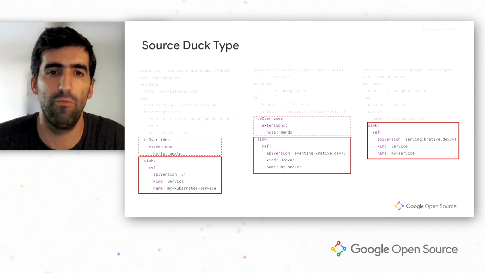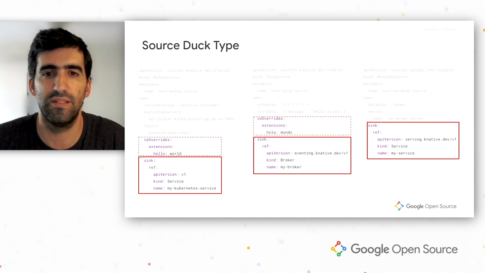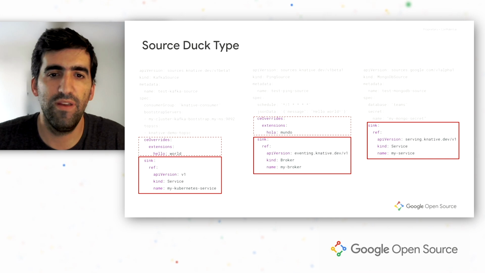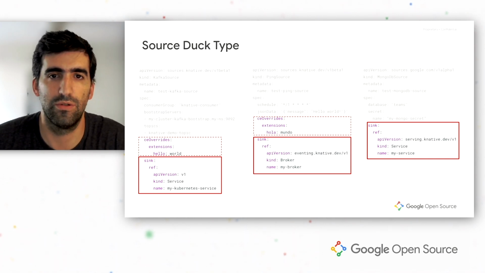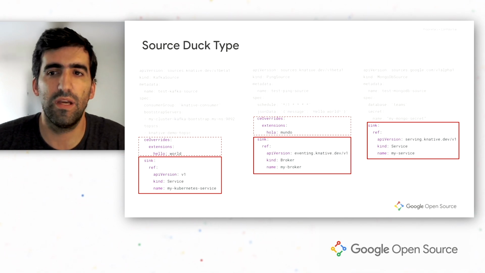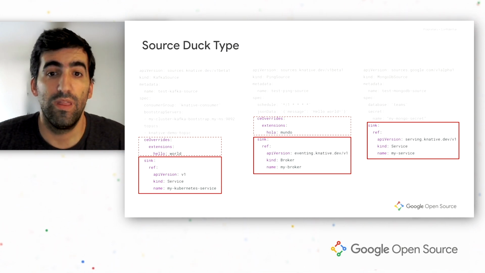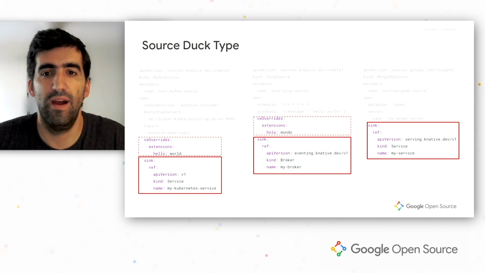And that's exactly what we did with our sources. Although we have different CRDs and each CRD has specific attributes, all sources share a partial schema. They all implement what we call the source duck type. Here I'm showing three different objects, a Kafka source, a ping source, and a MongoDB source. Although they are different, you can see that they all have this sink attribute marked in red, where the sources can specify the sink where they will send the event to.